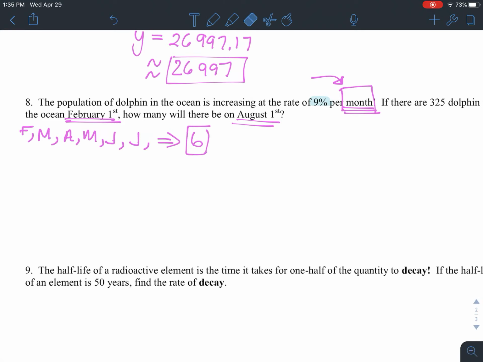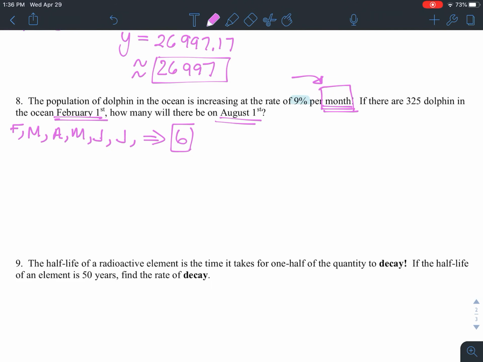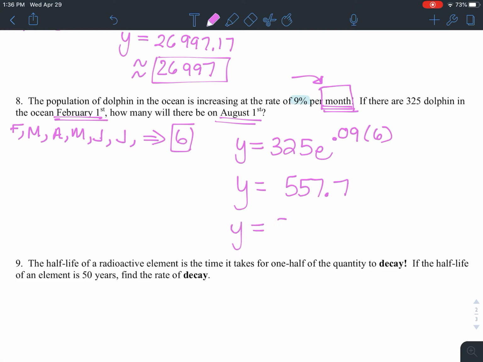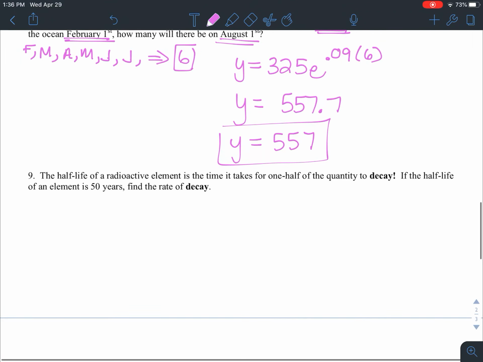Okay? So now we've got our formula. If there are 325, that's our starting amount. So y equals 325 e to the, our rate is 9%, so 0.09. That's our rate per month. So we are going over 6 months. Now, plug and chug that into your calculator. I got 557.7. In other words, y equals, we have at that moment 557 dolphin. Don't round it up.